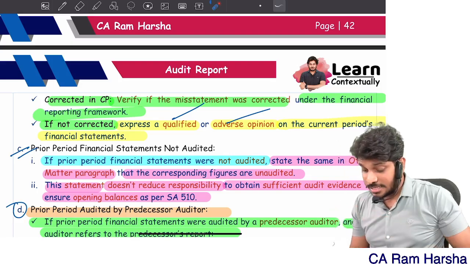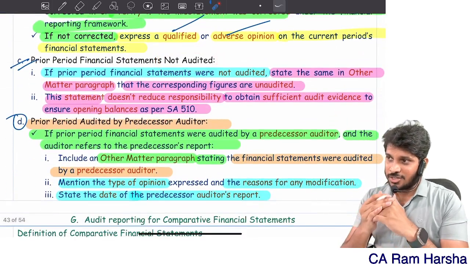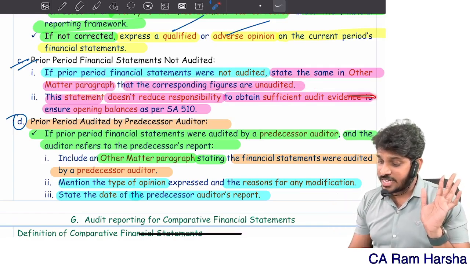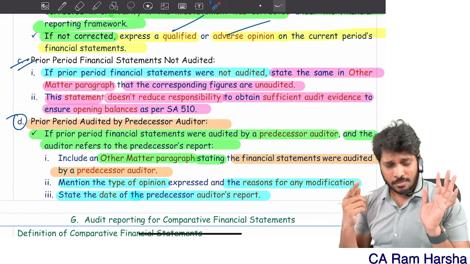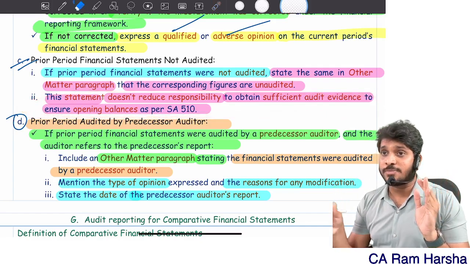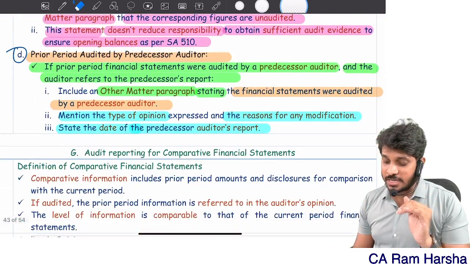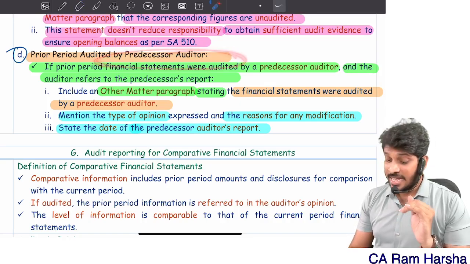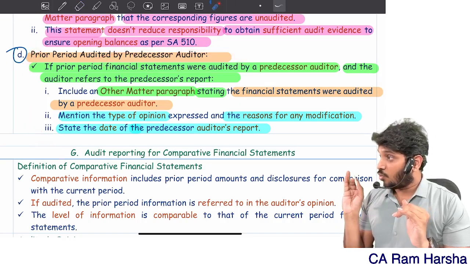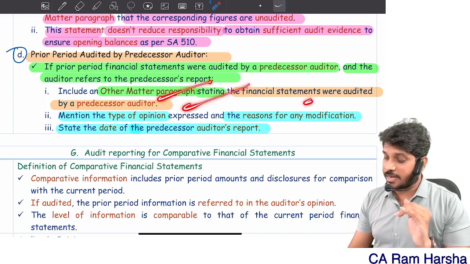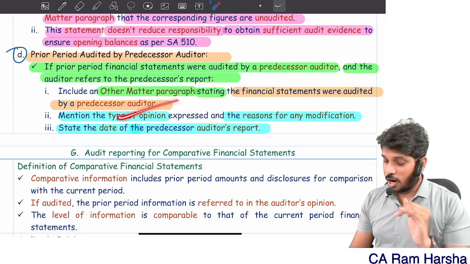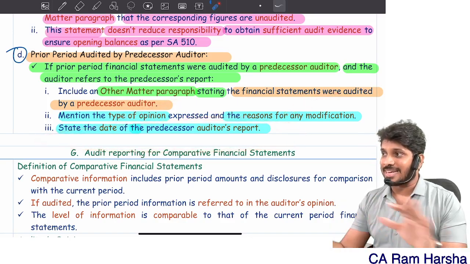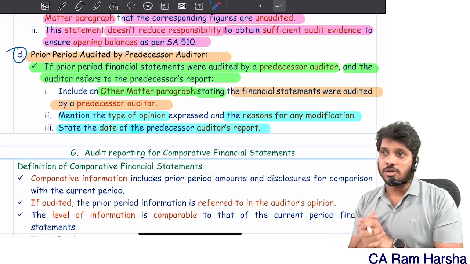C point: last year financials are not audited at all. Then state that they are not audited. This statement does not reduce your responsibility to obtain sufficient appropriate evidence. Last year financials were audited by some other auditor. Then additional disclosure. What is additional disclosure? In the other matter paragraph, mention who audited, what opinion he gave, what reasons were behind that opinion, and the date of the audit report. That's it. Easy or not?